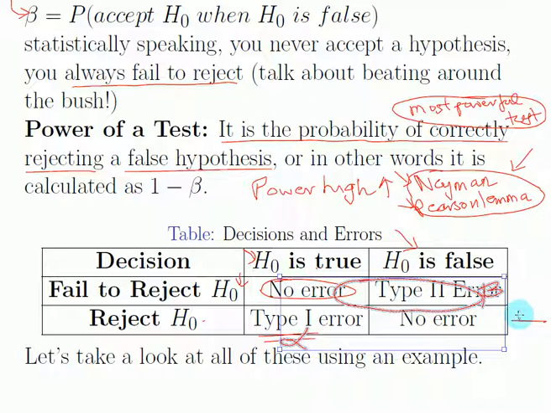So there are two ways in which you can commit these errors. So what we'll do is let's take an example, and we'll solve for alpha error, the beta error, and the power of a test to understand these things clearly.